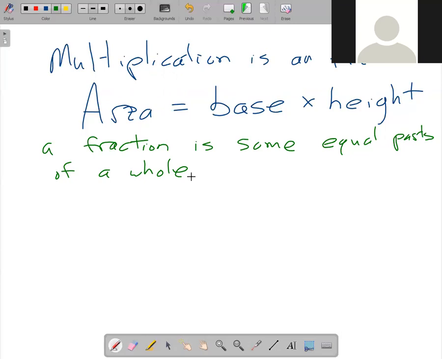All right, so let's see. Let's pick a problem. We do it different than before. Let's do 1/3 times 1/4. So if I say area is base times height, then that means I have to show a base of 1/3 that has a height of 1/4. And I can't show you what a third looks like unless I know what 1 whole looks like.